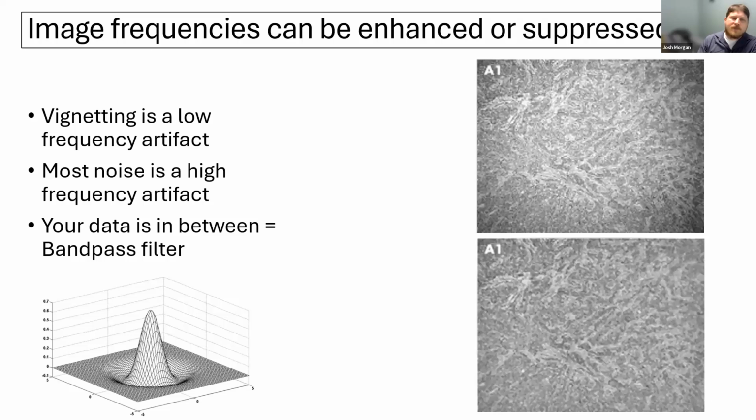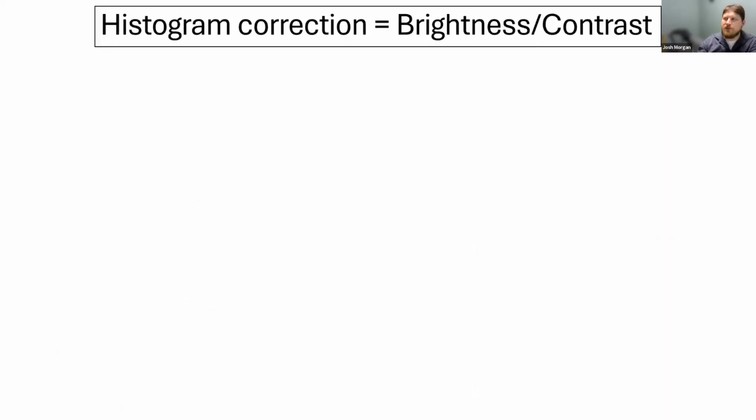Okay, so we've got nice looking images, good signal to noise. We put them together and we have this weird 3D thing where the brightness and contrast is changing between each section. So histogram correction.